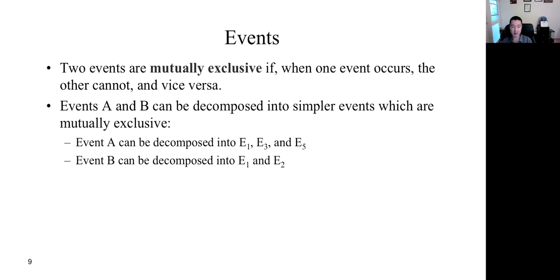And events A and B can be further decomposed into simpler events. Event A is an odd number. We can further decompose that into we get 1, or we get 3, or we get 5. And event B, where we get a number less than 3, can be further decomposed into E1, we get 1, or E2, we get 2. So simple enough.